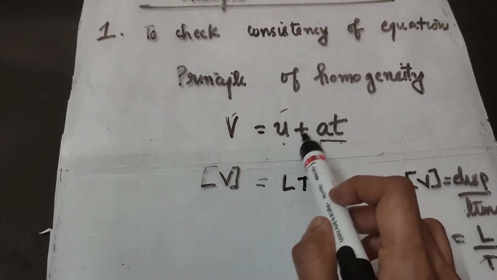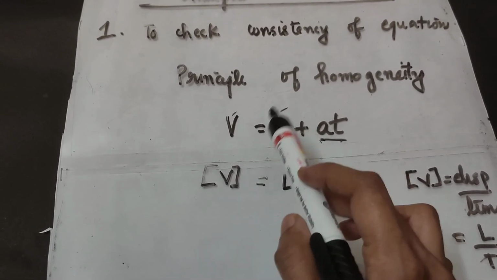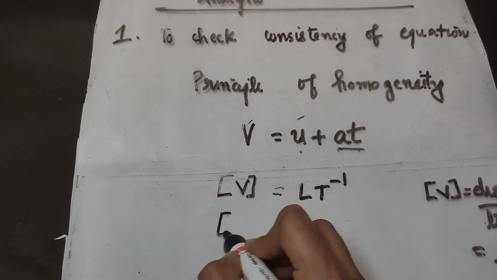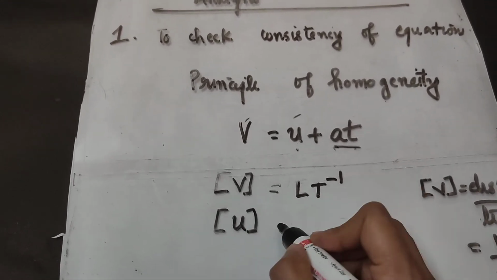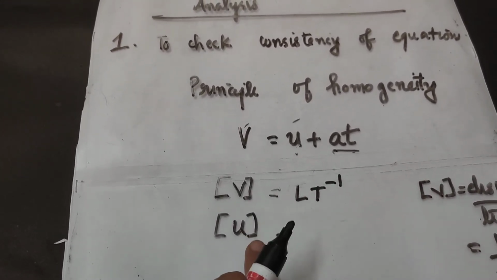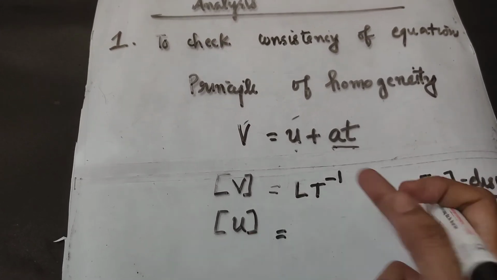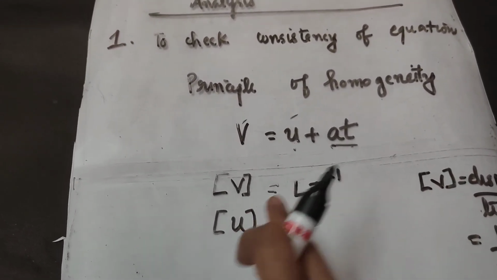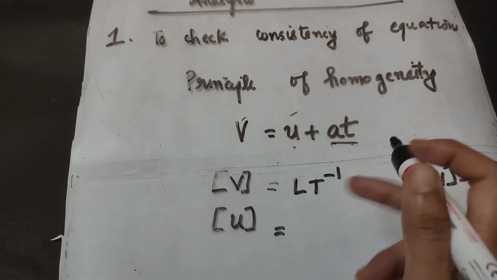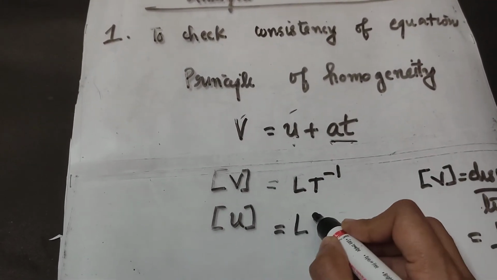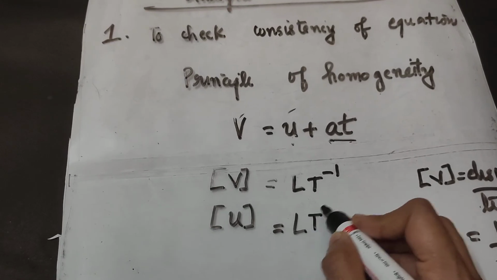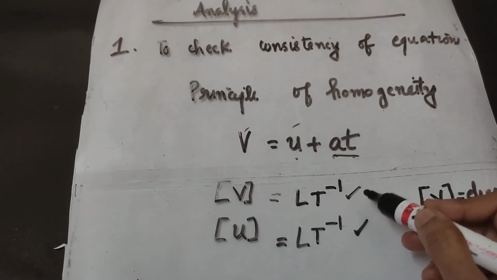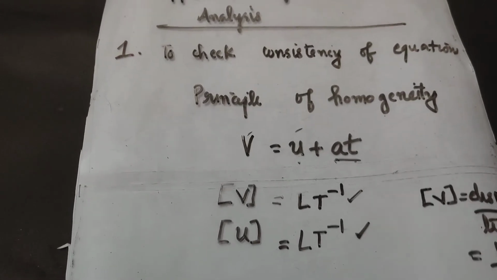Then on the right hand side of this equation, the terms are u and at. So let us take the second term u. u means it is again velocity, but it is initial velocity. So what will be its dimension? The dimension of u will be the same as that of v, because both are velocities. So we can write the dimension of u as L t raised to minus 1. So these are having the same dimension.